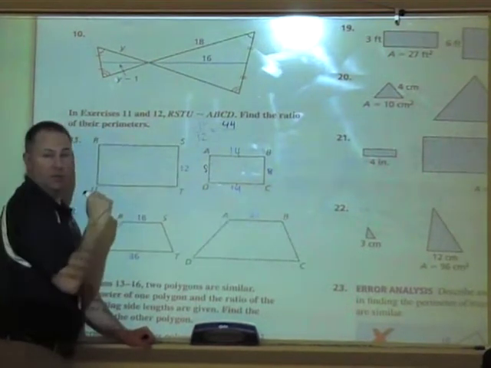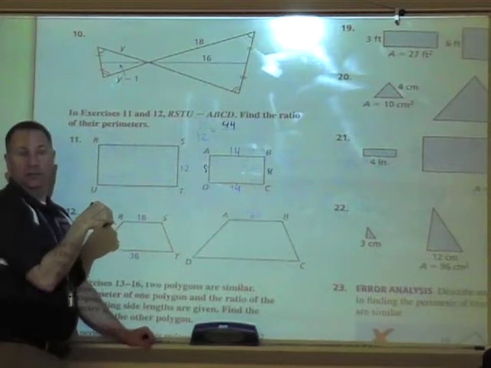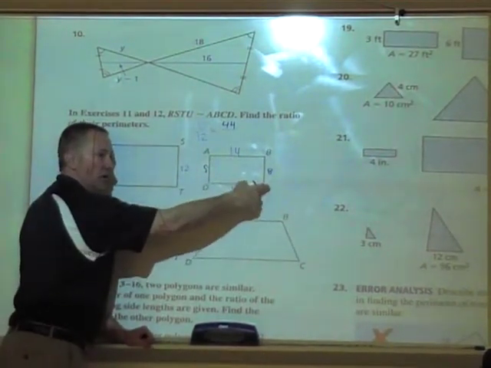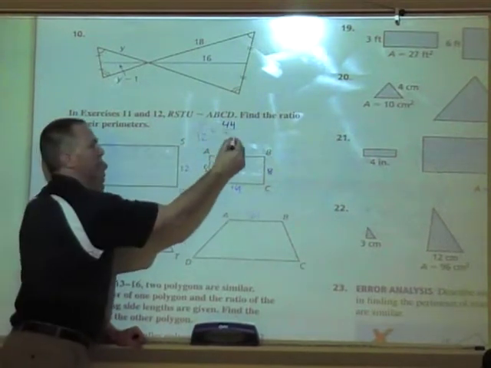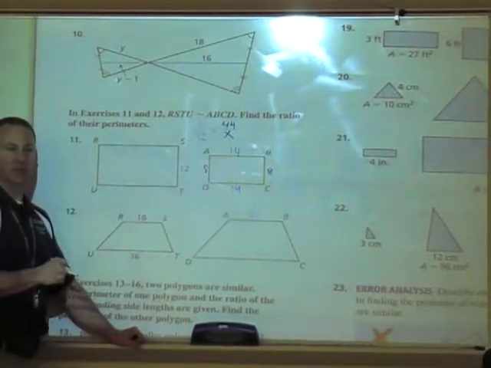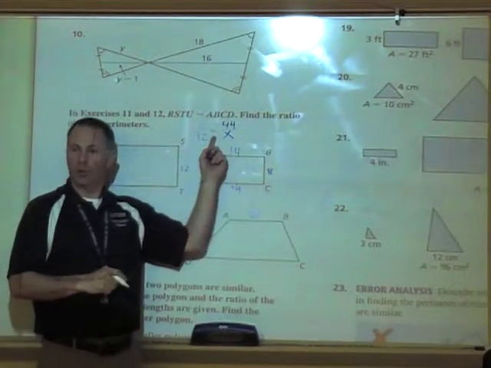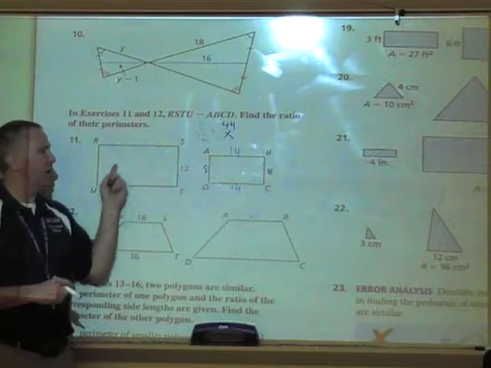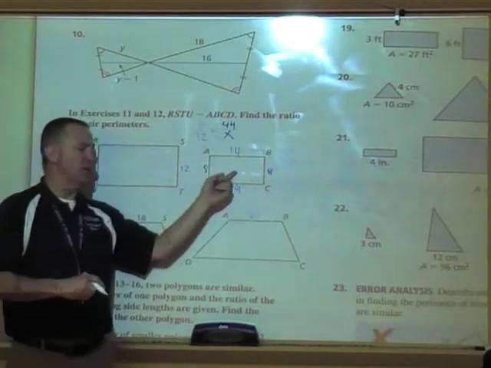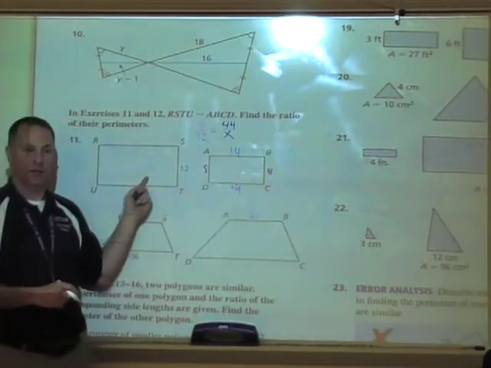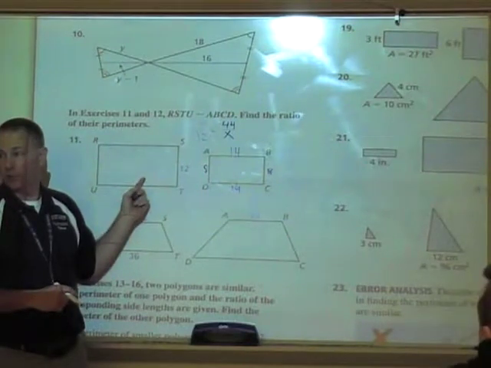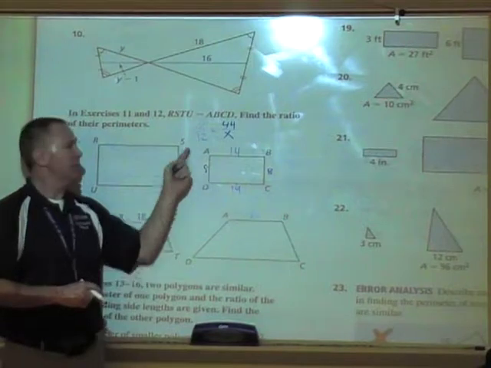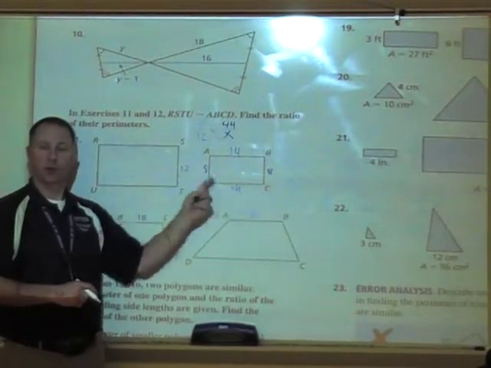So the side length ratio is equal to the perimeter ratio, the perimeter of the small to the perimeter of the large. I don't know what the perimeter of the large one is, but I can do cross multiplication to find it. Even though I don't know enough of this information, I can use this similar figure to get me that. That's the perimeter theorem: the ratio of the side lengths is equal to the ratio of their perimeters.